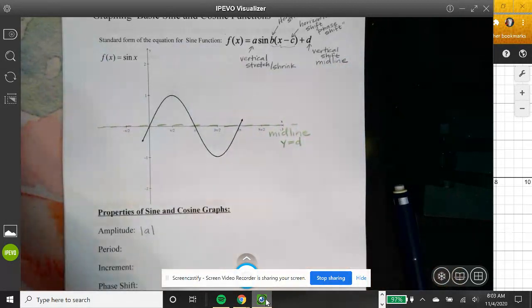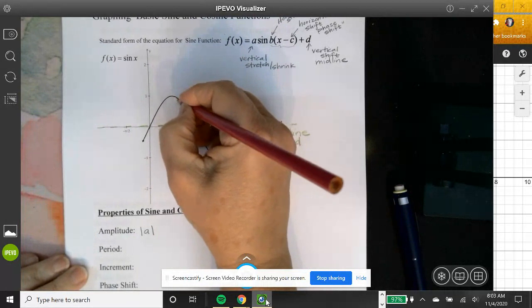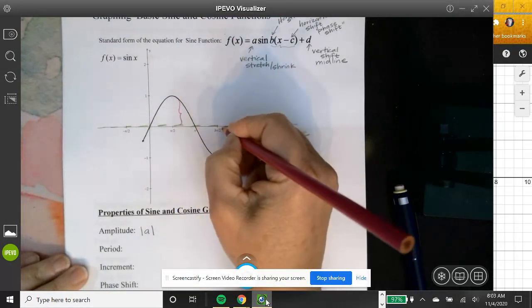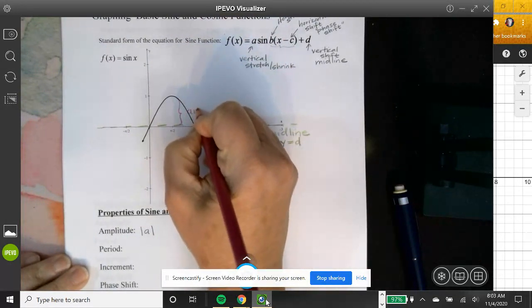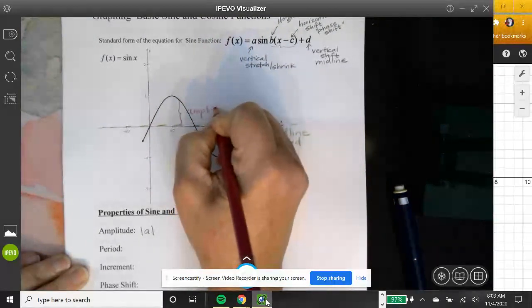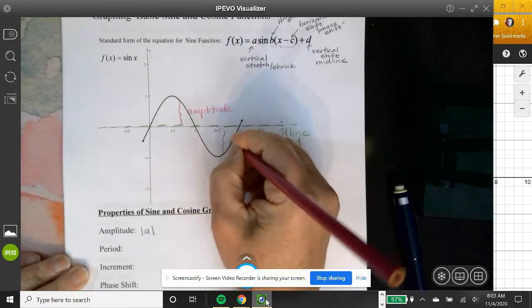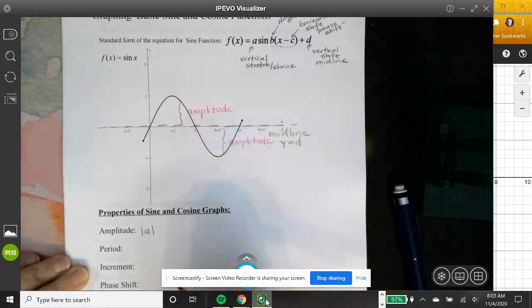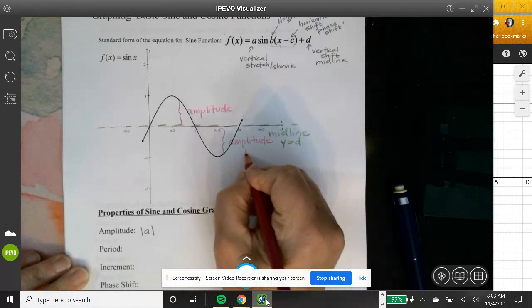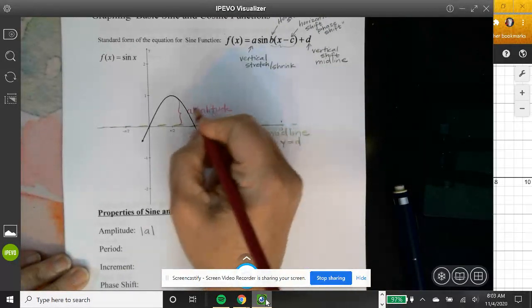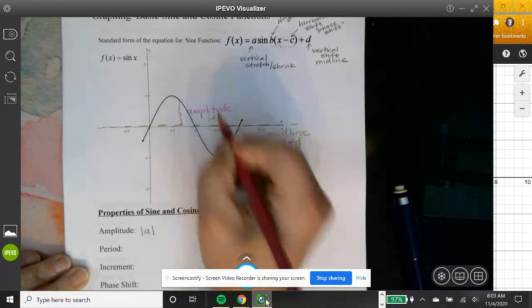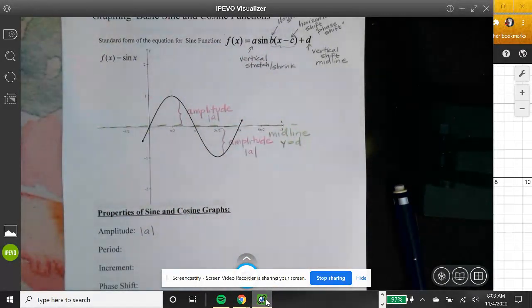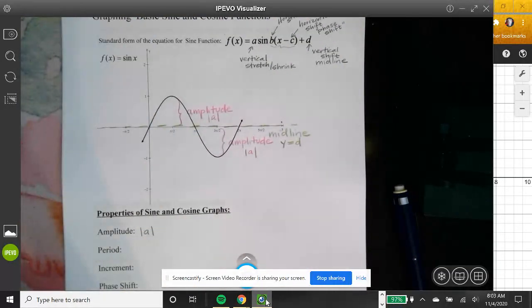Now by definition, this distance here and this distance here are called the amplitude. This distance has a value, the absolute value of a. That's the distance between the midline and the maximum and the minimum.